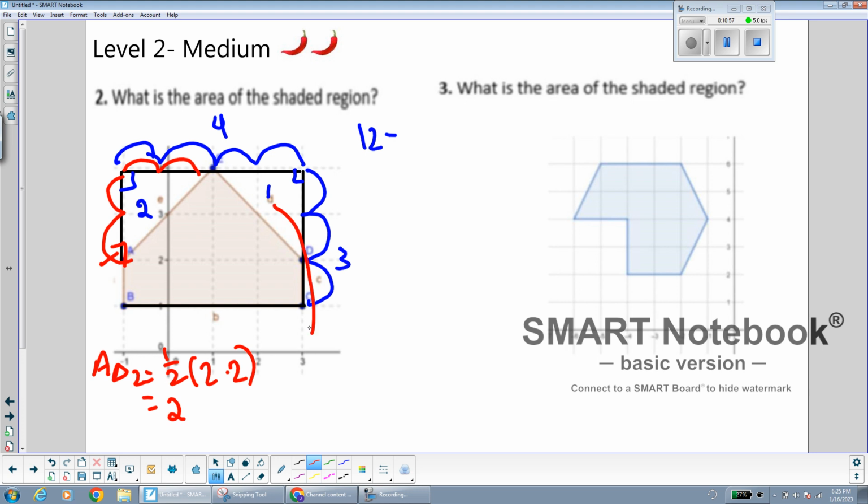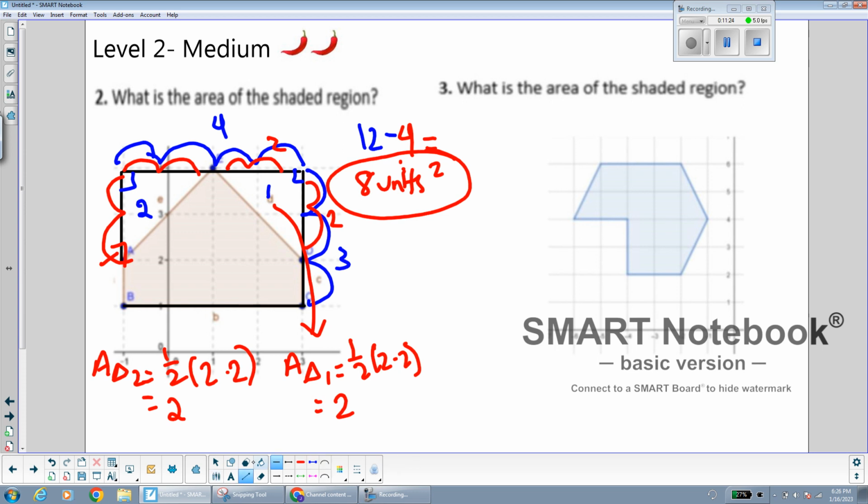And the area of triangle 1 is half of the base, which is 2. The height is also 2. So it's half of 4 once again, which is 2. So the area of the unshaded region is 4. That brings the area of the entire shape to 8 units squared.